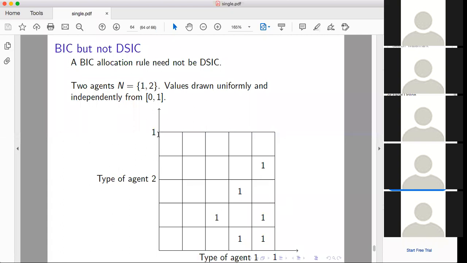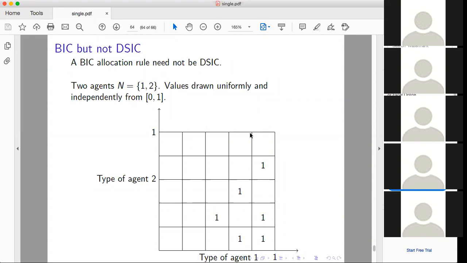Here I have a type space 0 to 1 for each of the agents. The type of agent 1 is on the x-axis, the type of agent 2 is on the y-axis, and I have divided this into smaller cells, with 1 by 5, 2 by 5, 3 by 5, 4 by 5, like that. These numbers in the cells represent where agent 1 is winning. Here, these are the places where agent 1 is winning with probability 1. In all other cells, agent 1 is winning with probability 0.